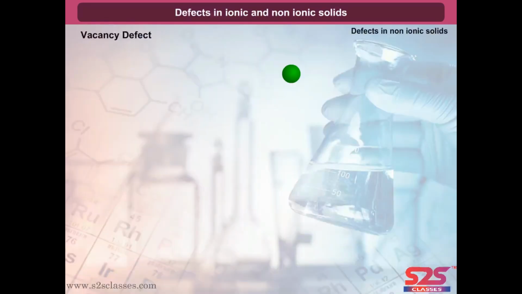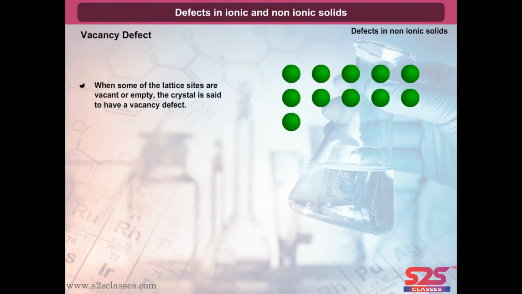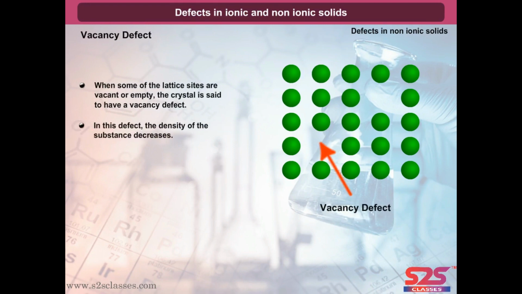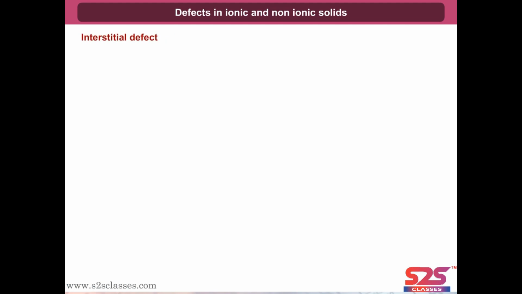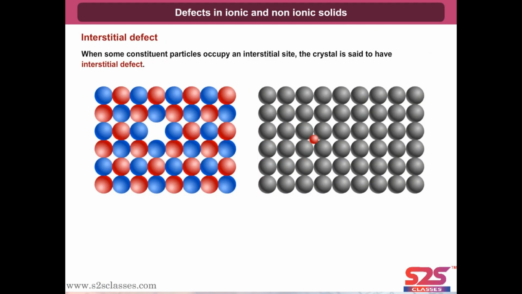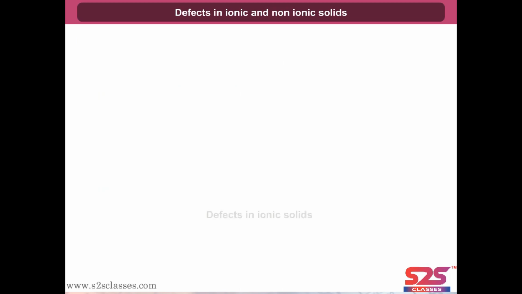Vacancy defect. When some of the lattice sites are vacant or empty, the crystal is said to have a vacancy defect. In this defect, the density of the substance decreases. This defect is observed when a substance is heated. Interstitial defect. When some of the particles occupy an interstitial site, the crystal is said to have interstitial defect.